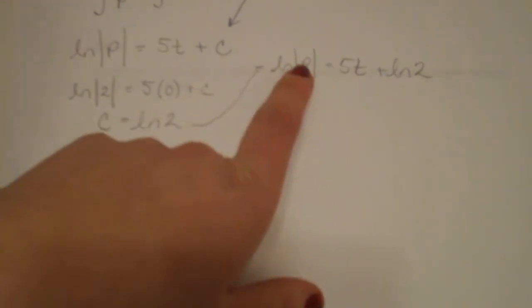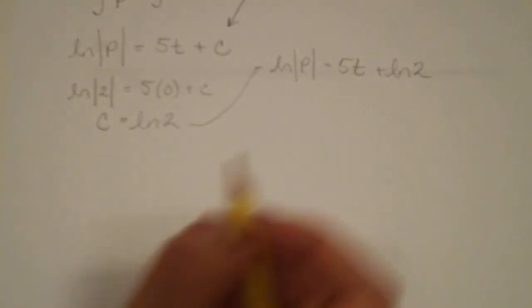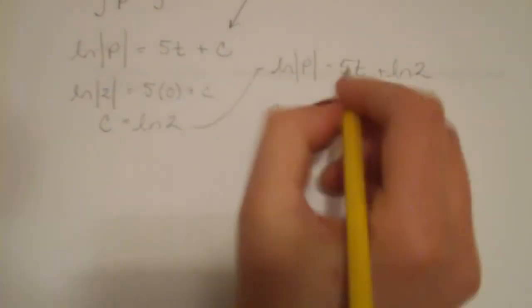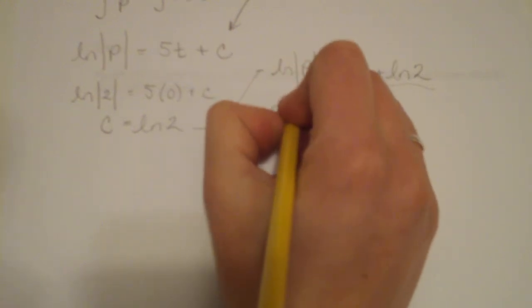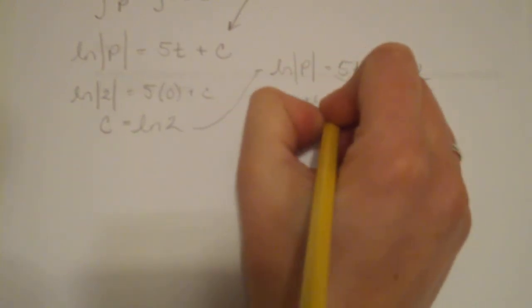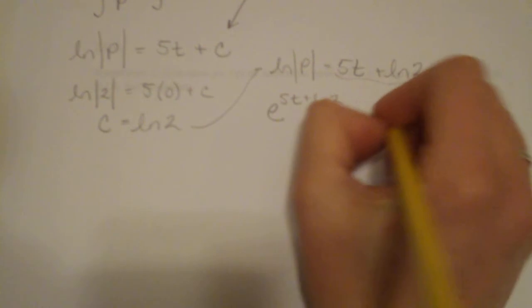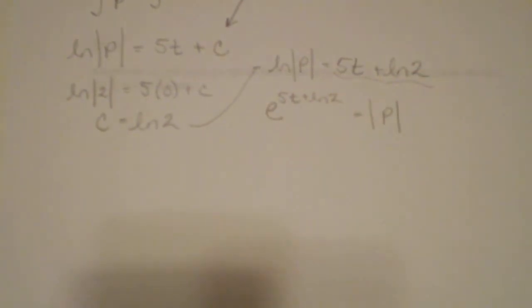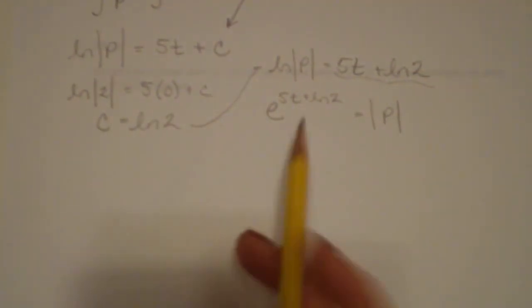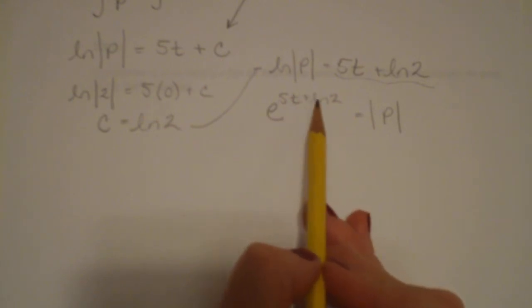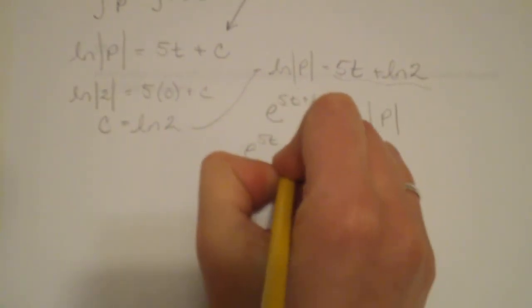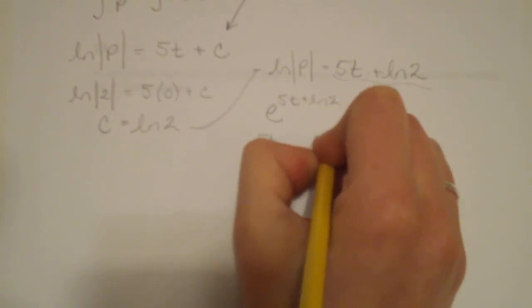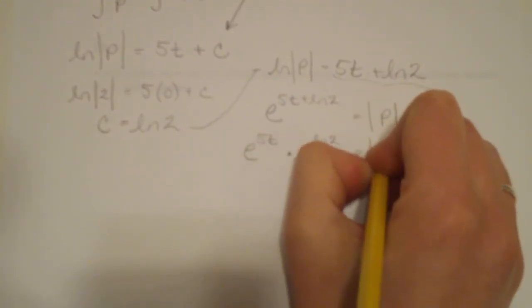How do I solve for p? Drop the base. Bam! Love it. Drop the base. All of this comes over as my exponent. 5t plus ln of 2 is equal to absolute value of p. Awesome, awesome problem. Okay, when I'm adding my exponents, I split this up. e to the 5t times e to the ln of 2 is equal to absolute value p.